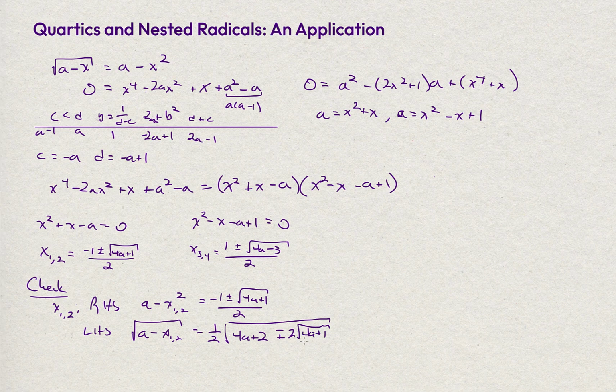So to denest this, we need two numbers, m and n, m greater than n, so that mn equals 4a plus 1 and m plus n equals 4a plus 2. Well, guess what?